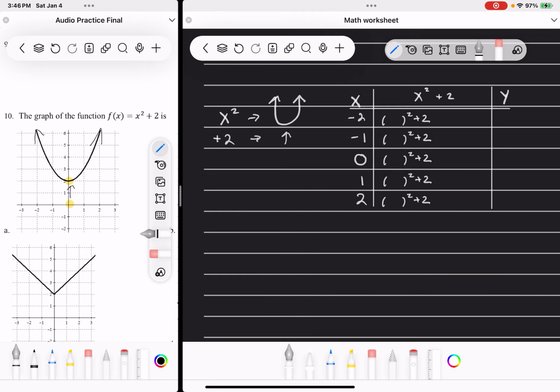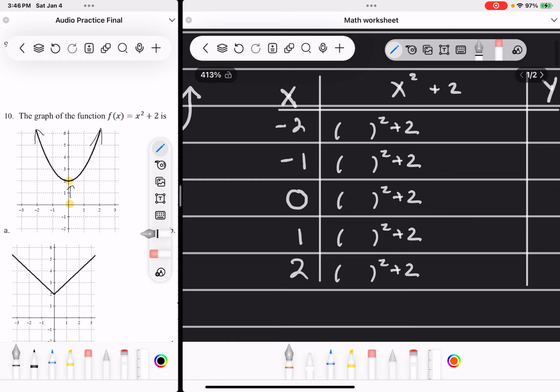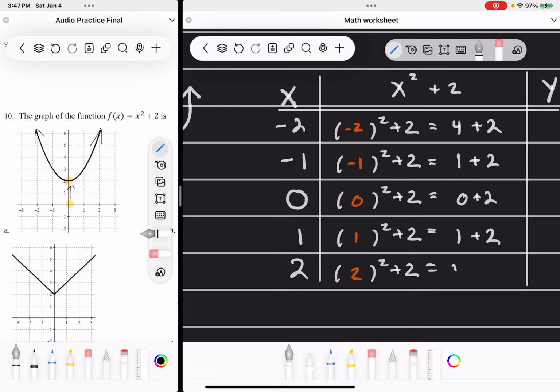Okay, so as we process these through, we're just going to put in the number that we have. So the first one, of course, is a -2, a -1, a 0, a 1, and a 2. We're going to solve each of them. The first one being -2 squared, which is 4, plus 2. -1 squared, which is 1, plus 2. 0 plus 2. And then, of course, we have 1 plus 2 and 4 plus 2.